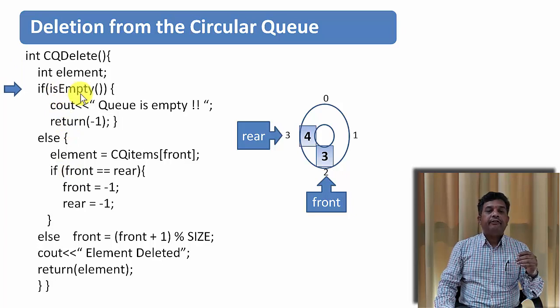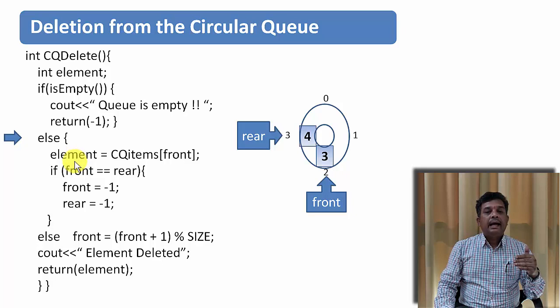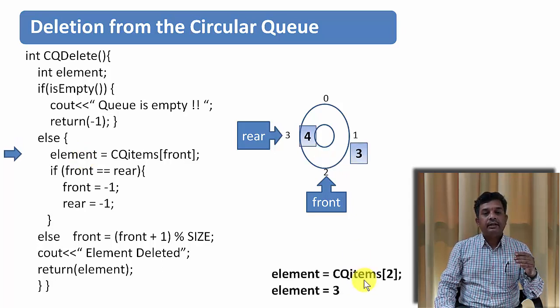Now again if empty condition is false, that's why we'll come to the else part. And in the else part, the front element is pointed by index 2. And the value in this particular index will be saved in the variable called element. Now after the execution, second index item is kept in the variable called element, that is the data 3.